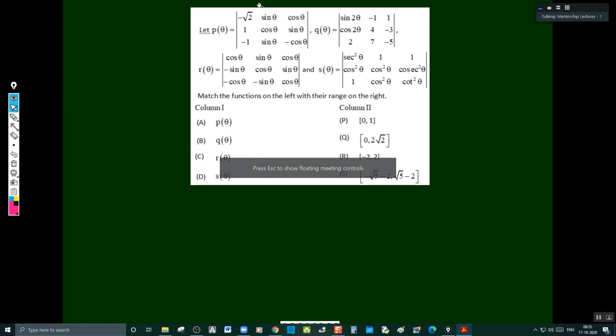Root 2 p of theta, root 2 minus root 2 sin theta cos theta 1 cos theta sin theta minus 1 sin theta minus cos theta, q of theta sin 2 theta minus 1 1 cos 2 theta 4 minus 3 2 7 minus 5, and r of theta same as it is given in terms of sine and cos. Here s of theta is given in terms of secant square theta cos square theta, cos square theta cosecant square theta, like that. So we need the range here. Range, you can see column 1 is belonging to the function and column 2 belongs to the range.